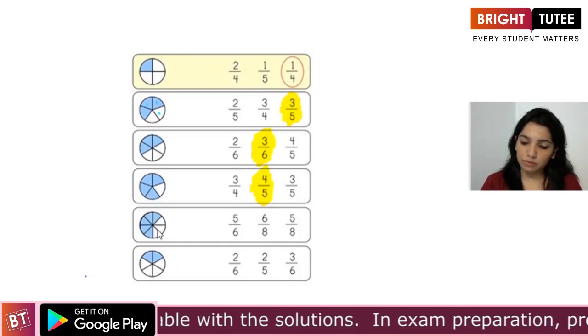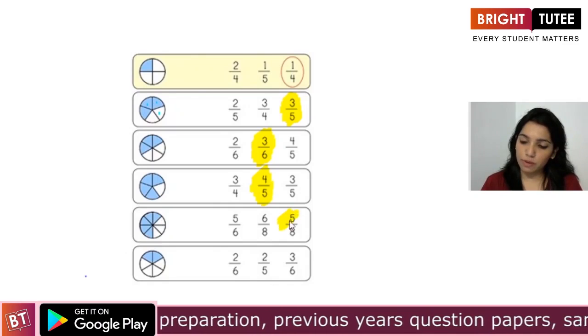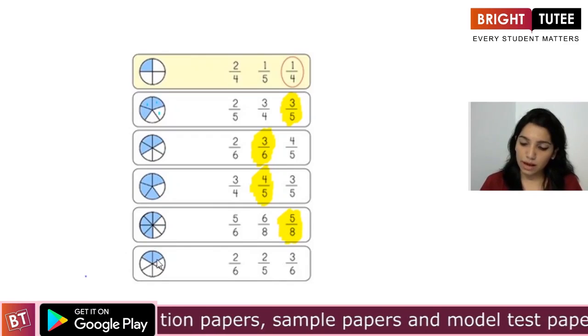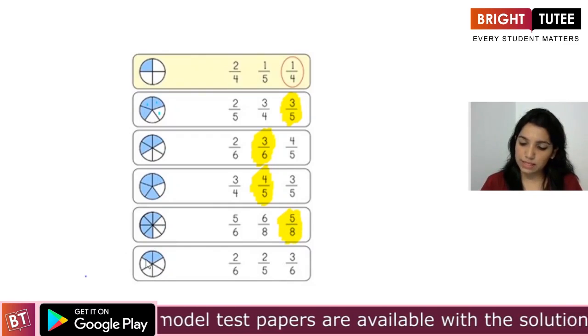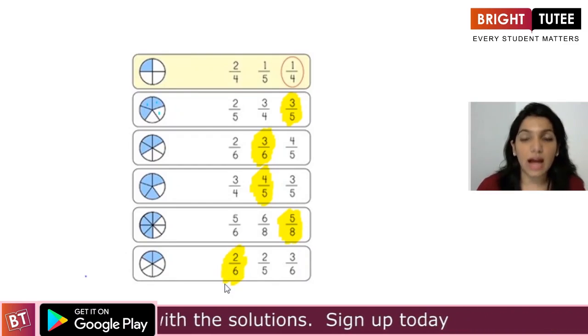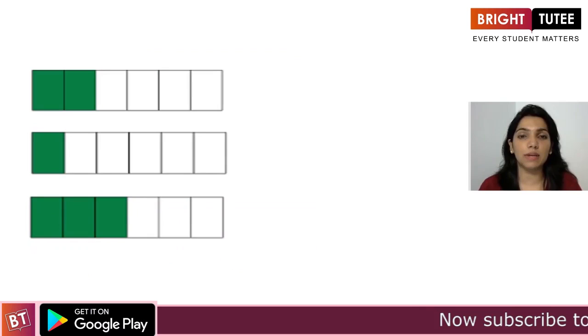In the next one, we have got 8 parts and out of it, a total of 5 parts are shaded. In the last one, we have a total of 1, 2, 3, 4, 5 and 6 parts, out of which 2 are shaded. I hope it is clear how we are writing these fractions. Now, instead of circles, let's see the same in bars.